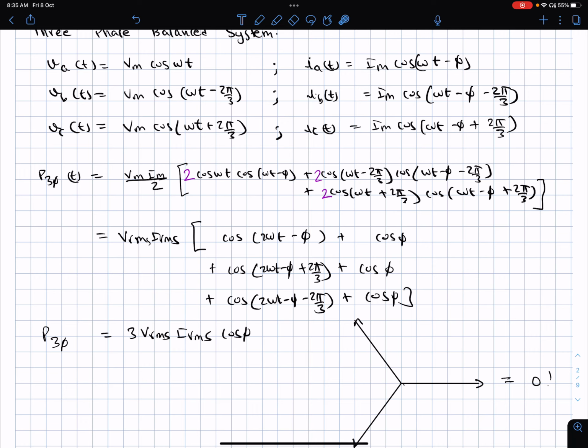Then you will have cos of 2 omega t minus phi minus 4 pi by 3. But minus 4 pi by 3 is as good as taking plus 2 pi by 3, so I have written it as plus 2 pi by 3. Then again cos of A minus B will take away cos of omega t plus 2 pi by 3 and cos of omega t plus 2 pi by 3, leaving you a term cos phi.